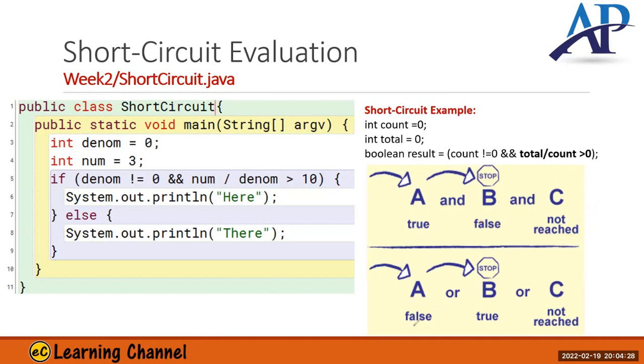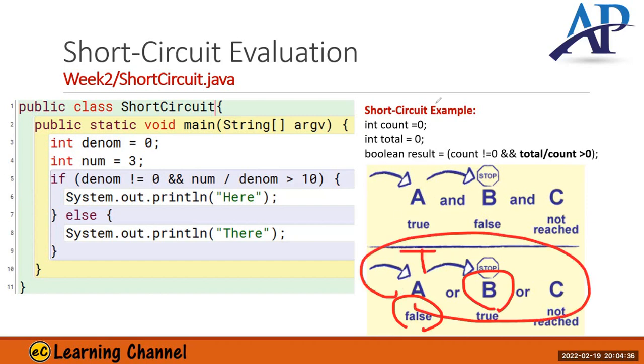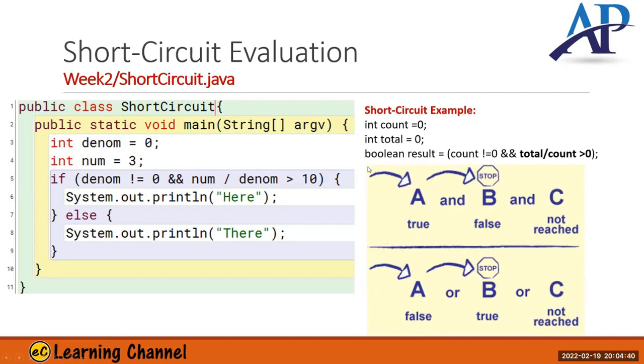For OR, if the first one is false, you will evaluate the second part. If the first one is true, the whole thing is already true, so you don't evaluate the rest of the expression. Is that okay here? This is called short circuit expression.